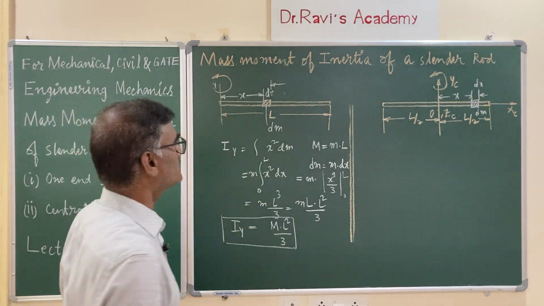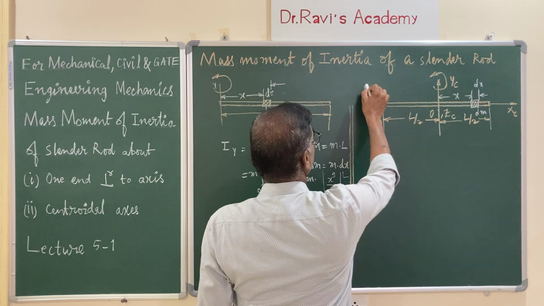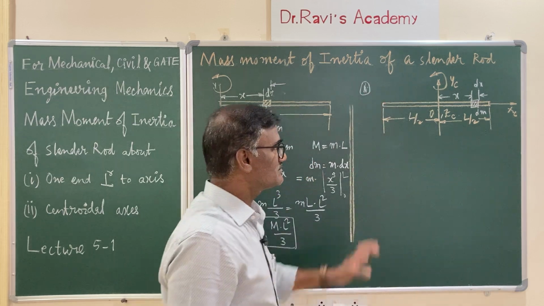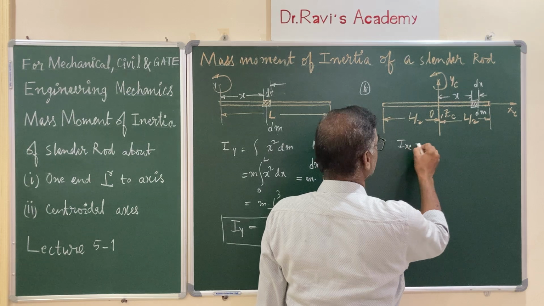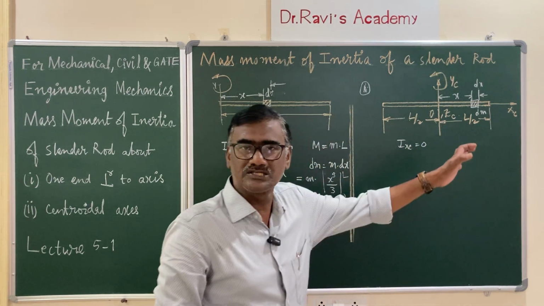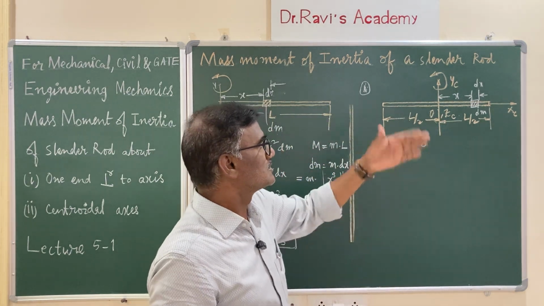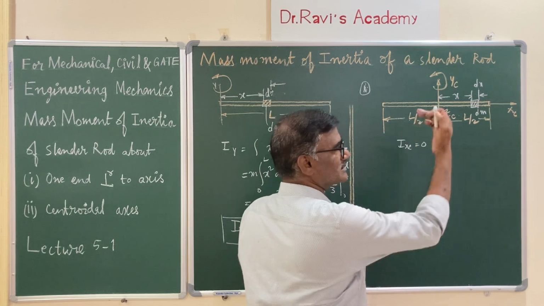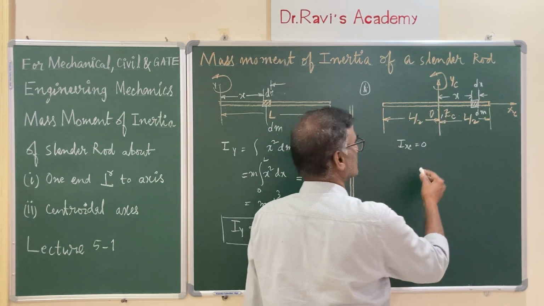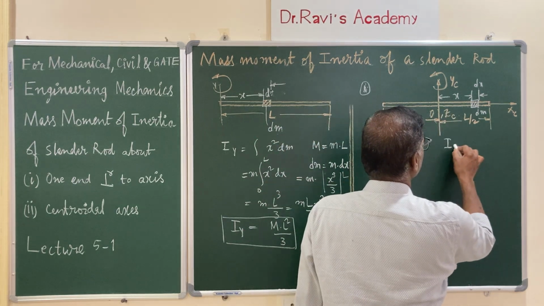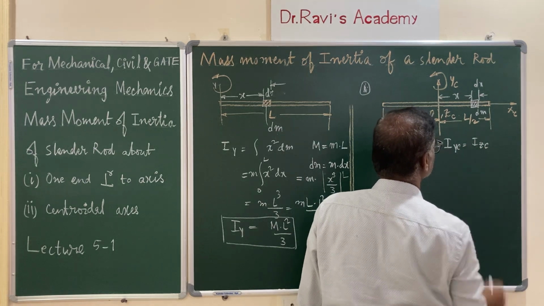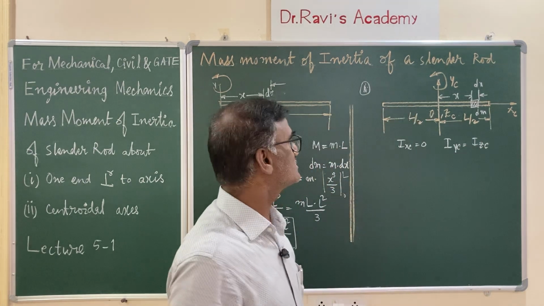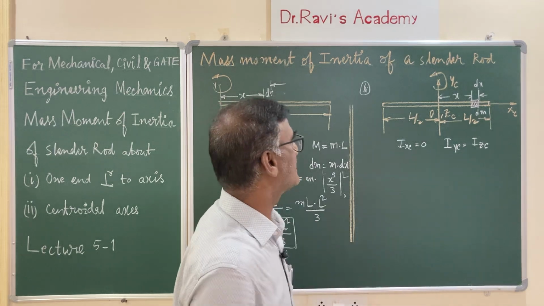Second bit, let us look at this. The second bit is the central axis. So just observe carefully. About the x-axis, I_xc is 0 because the cross-section area is very small when compared with the length of the object. So the moment of inertia, assuming that it is revolving about the x-axis, is 0. And again, let us see that I_yc is equal to I_zc. So let us calculate I_yc, which is also equal to I_zc.